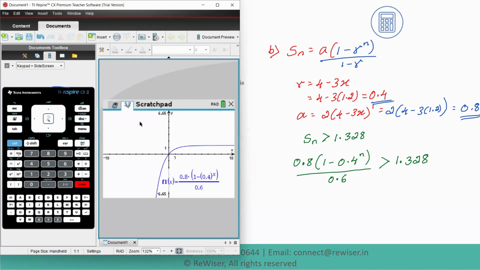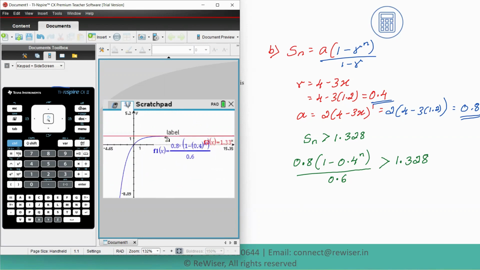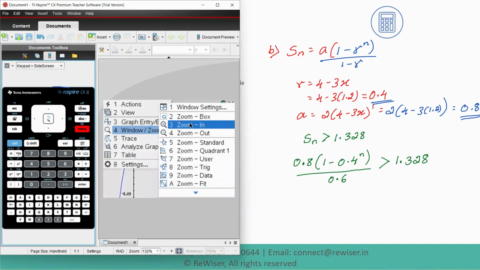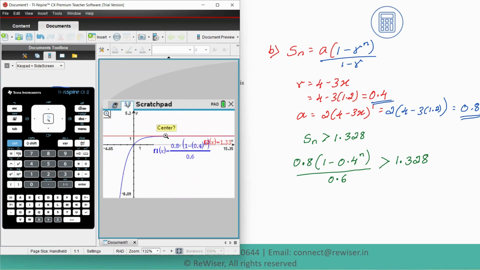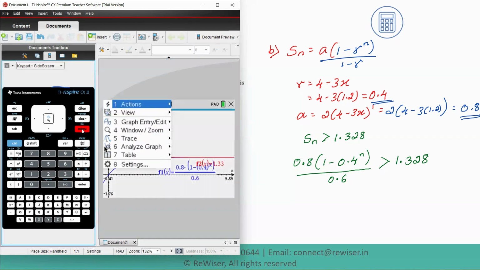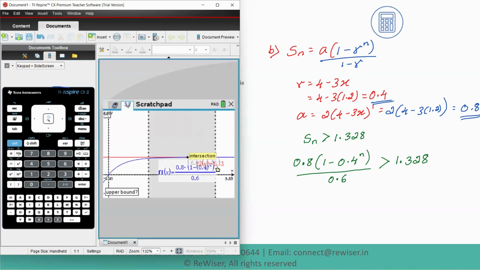And the graph is going to look something like this. On the right-hand side, we just have 1.328, and the graph is going to look something like this. We need to figure out where the point of intersection is. I can also zoom in a bit more to understand how the graph looks. Yes, so here is the point of intersection. We can find it by analyzing the graph and the intersection.